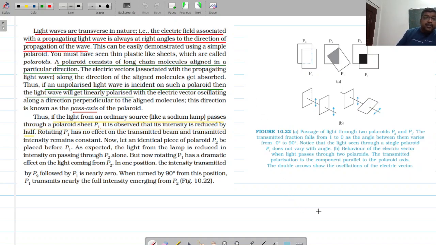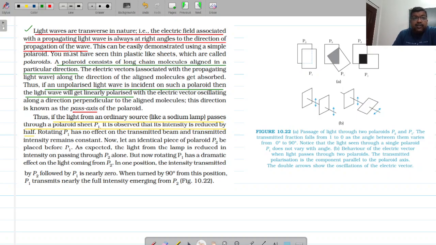Now let's proceed further. That was with regard to vibration in a string. Because in a string we have a transverse wave. Now this chapter is with regard to wave optics, that is light. Here we are going to discuss the phenomenon of polarization with respect to light. Light waves are transverse in nature.